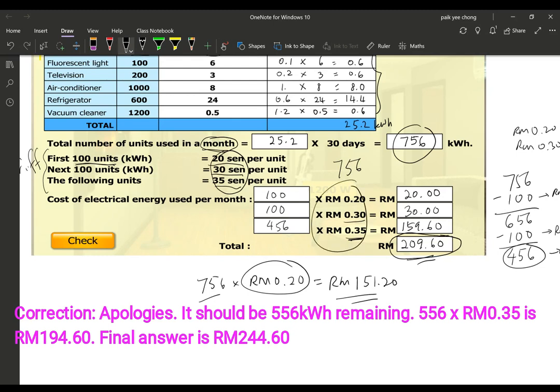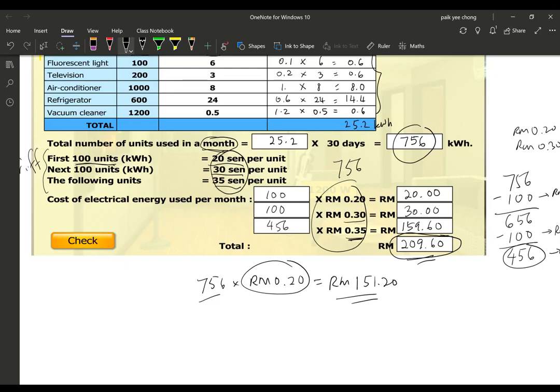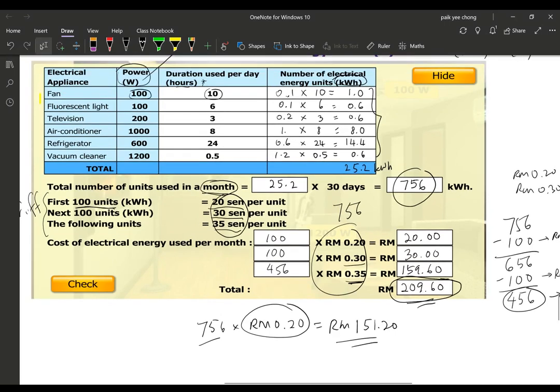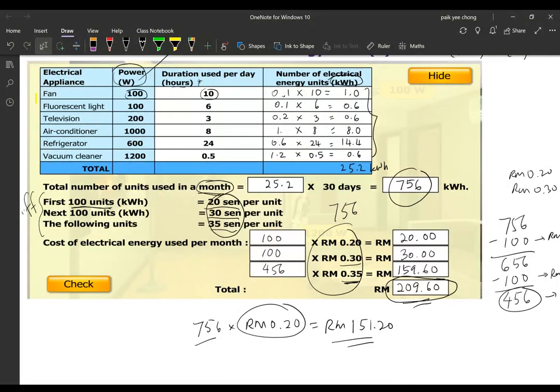The moral of the story is try to reduce the usage of electricity, switch off your switches if it's not in use, so try to save energy. If you have any questions, please don't hesitate to get in touch with me.